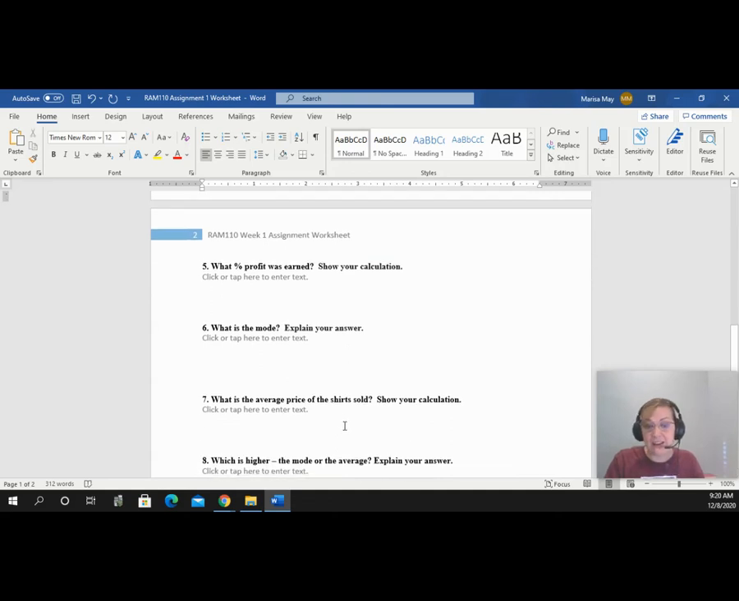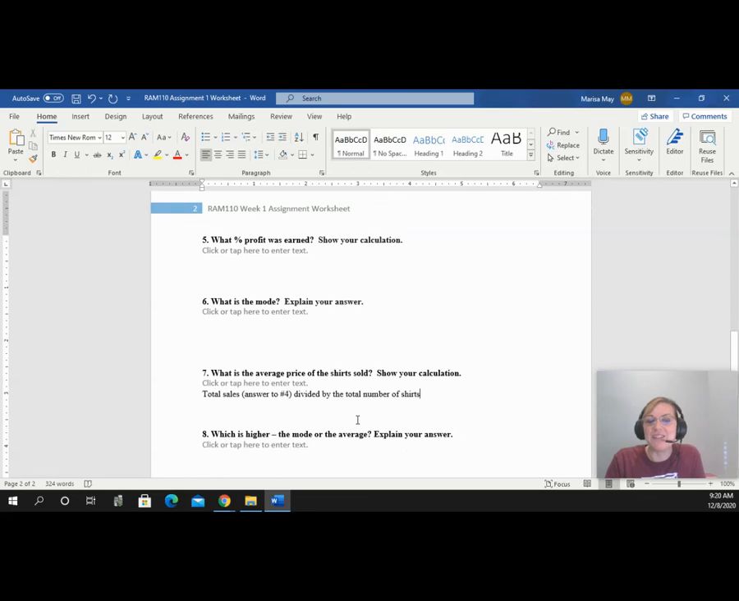And then number 7, what was the average price for the shirts sold? So this is where you're going to take your total sales, and I'm going to put a little note here for us. This is going to be your total sales. Remember, that was in number 4. And then I want you to divide by the total number of shirts. Okay, so I put it in words. You can actually put it in numbers and symbols there to show your calculations, and that'll find the average price of the shirts sold.